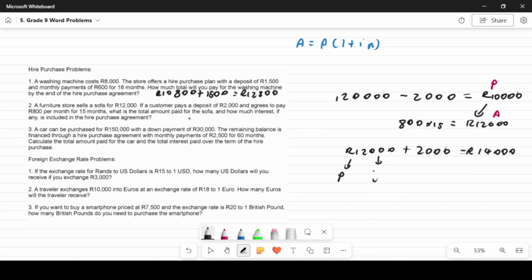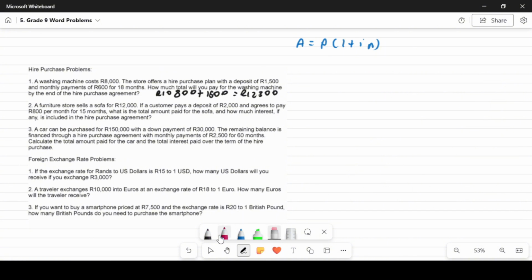And then how much interest did you pay? If this is your A amount, you need to subtract the P so you'll get the I. So therefore, your interest is equal to 12,000 Rand minus the 10,000 Rand, which is the loan amount, which gives you 2,000 Rand. You pay 2,000 Rand worth of interest, right?